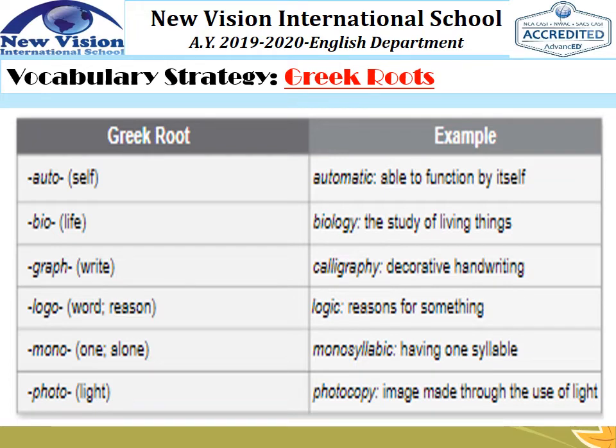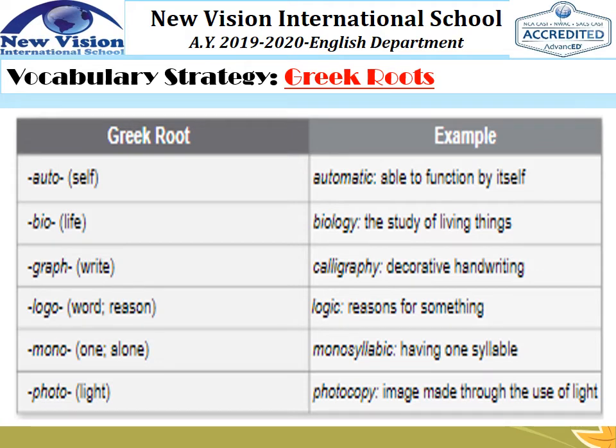The Greek root bio, which means life. As an example, in the word biology, the study of living things. Bio, living. Next, the Greek root graph, which means to write. Just like in the word calligraphy, it means decorative handwriting. The fourth one, we have logo, which means word or reason. Just like in the word logic, which means reason for something.